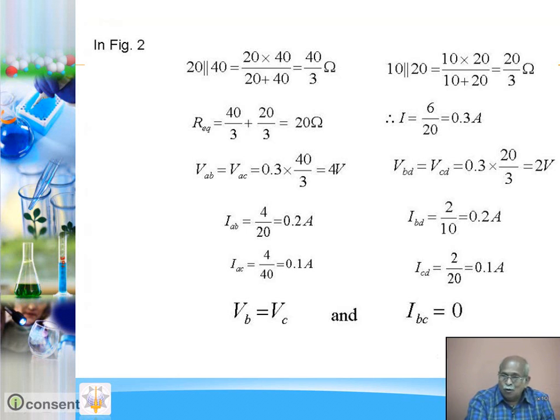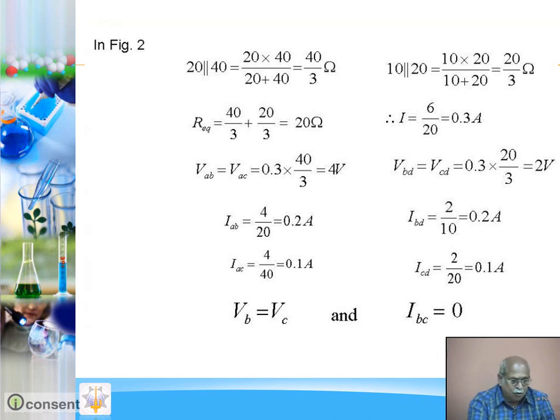Now current. Current from A to B, Ohm's law once again. V is 4 divided by R is 20, so 0.2 ampere. Current from B to D, V is 2, R is 10, so 2 upon 10, 0.2 ampere. Current from A to C, V is 4, R is 40, so 0.1 ampere. Finally, current in C to D, V is 2, R is 20, so 0.1 ampere.